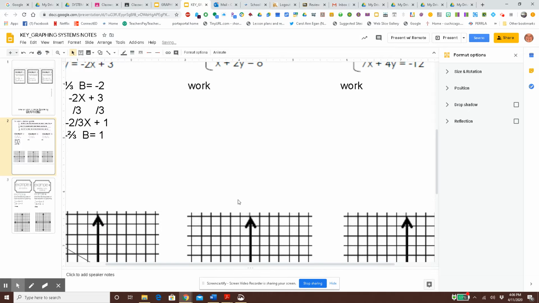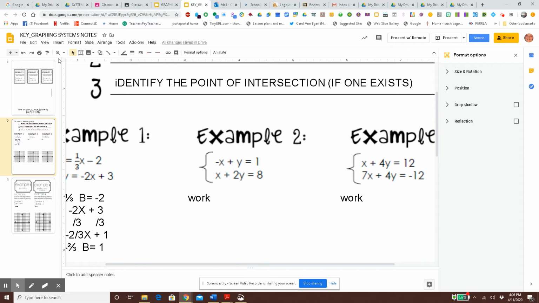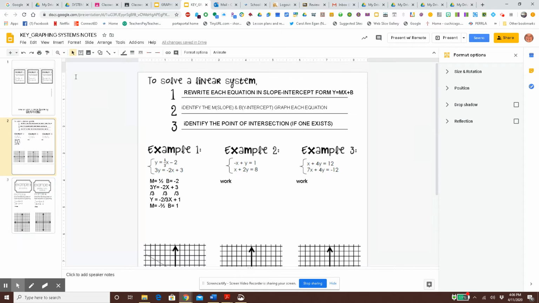Okay. And just going to zoom back out. Move on to number 2.